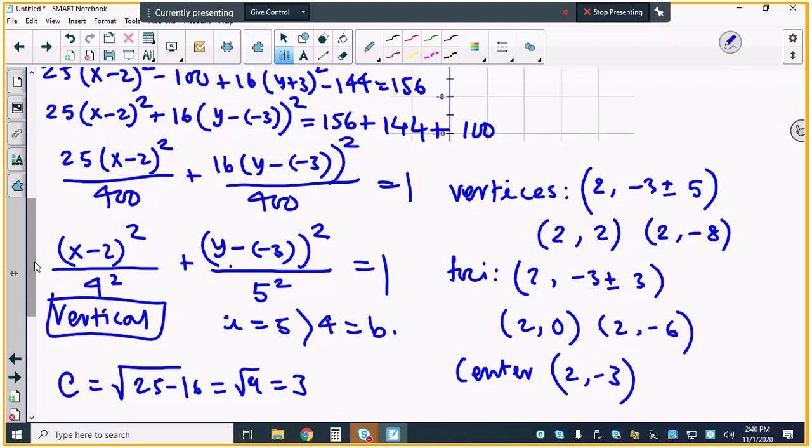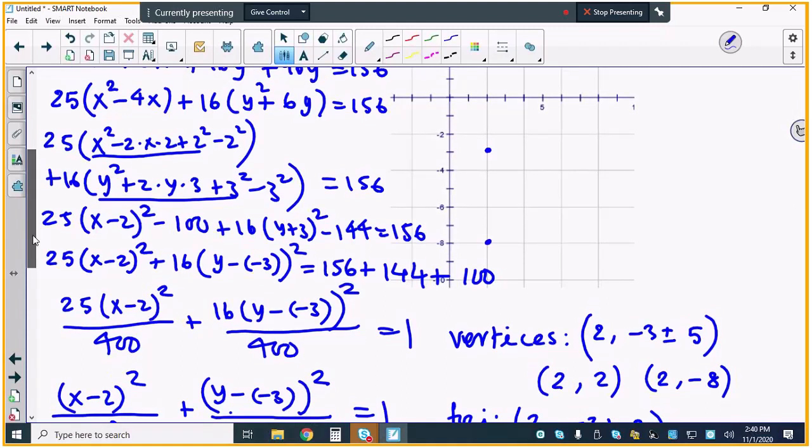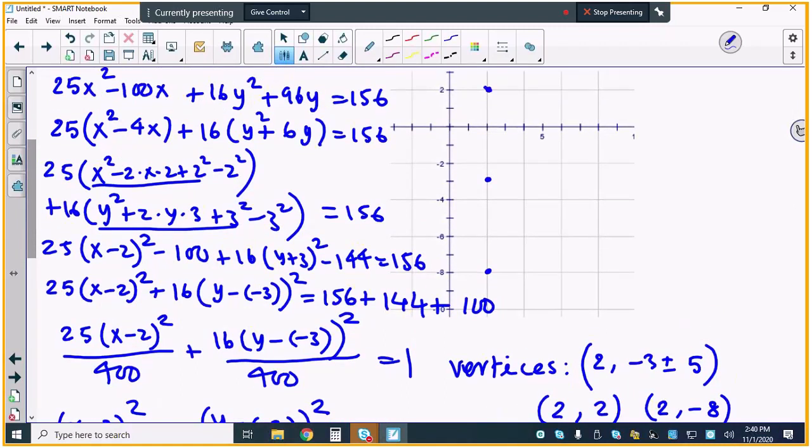So let's put these points in. So 2 comma negative 3, x equal to 2, y equal to negative 3. Let's see, 1, 2, 3, 4, 5. So 2 is here. That's the center. Now I do the vertices. They are 2 comma 2 and 2 comma negative 8.